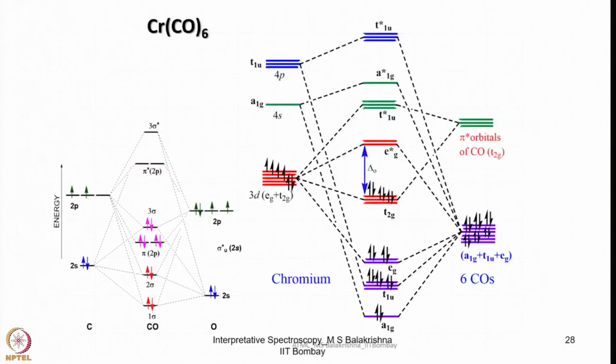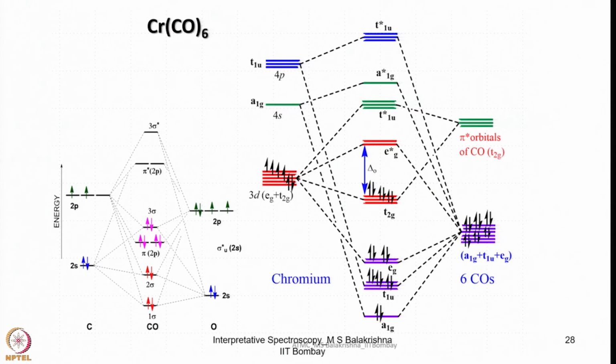So now let's look into chromium hexacarbonyl to see how back bonding happens. So here we have 6 carbon monoxides, and we have taken ligand group orbitals, symmetry adapted linear combination of atomic orbitals, as concerned here in polyatomic molecules. And here 6 ligands, 6 carbon monoxide, will have symmetry of A1g, T1u, Eg to match with metal 3d, 4s and 4p orbitals. So in 3d we have Eg and T2g because of octahedral splitting, and then of course 4s is A1g and 4p is triply degenerate, T1u.